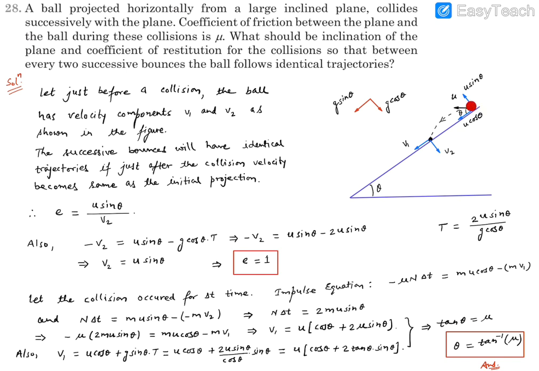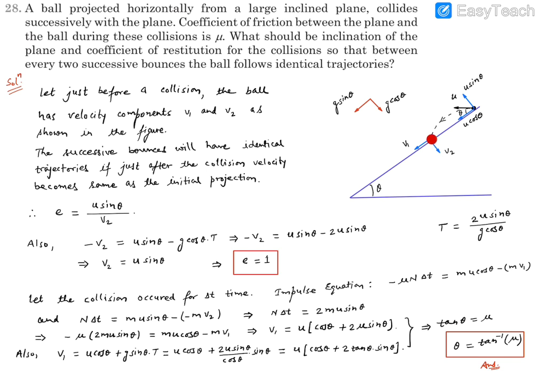Let's say this ball goes like a projectile and hits for the first time, then hits for the second time, and so on. We want all the trajectories to be identical. Let's consider that just before this first collision, the velocity components of the ball are v1 along the inclined plane and v2 perpendicular to the inclined plane.